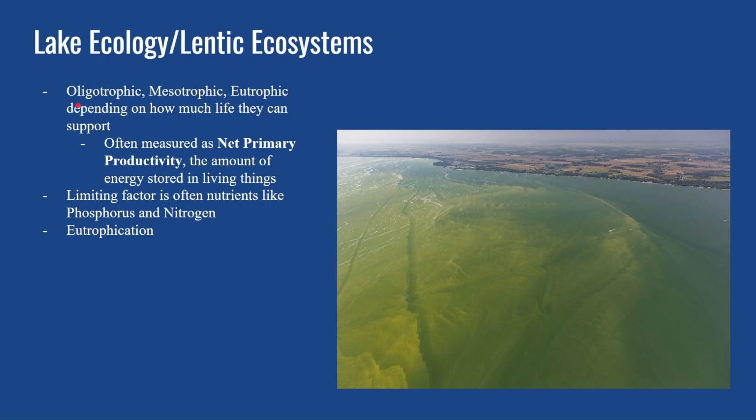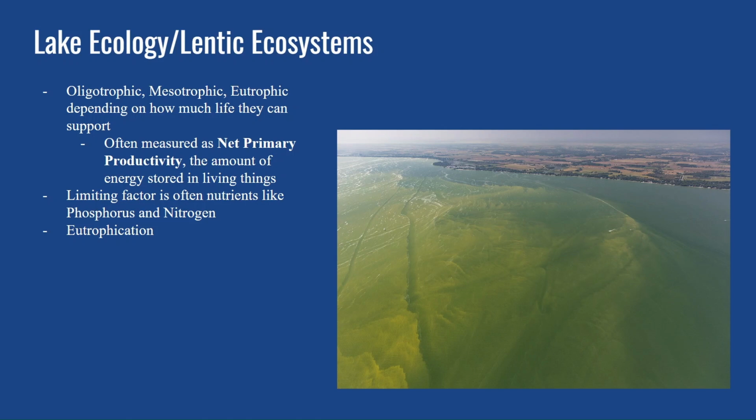So we'll talk briefly about lake ecology, and lakes are generally classified into oligotrophic, mesotrophic, and eutrophic, depending on how much life they can support per unit volume. And this is often measured in the form of net primary productivity, so the amount of energy stored in living things. So eutrophic lakes can support a lot of life. Oligotrophic are not so much. They tend to be clear, but also kind of dead and lifeless.